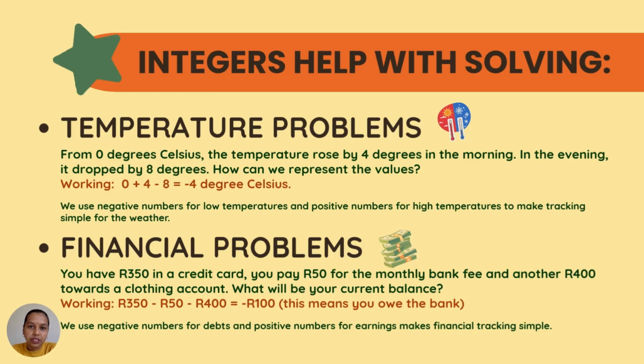So if you look at the working, it shows you 0 plus 4 minus 8 would give you a negative value. So a negative 4 degrees Celsius means it's going to be cold. So we represent our negative values to show cold weather, and our positive values show warmer weather. So this helps our weather tracking to be more simple and easy for everyone to understand.